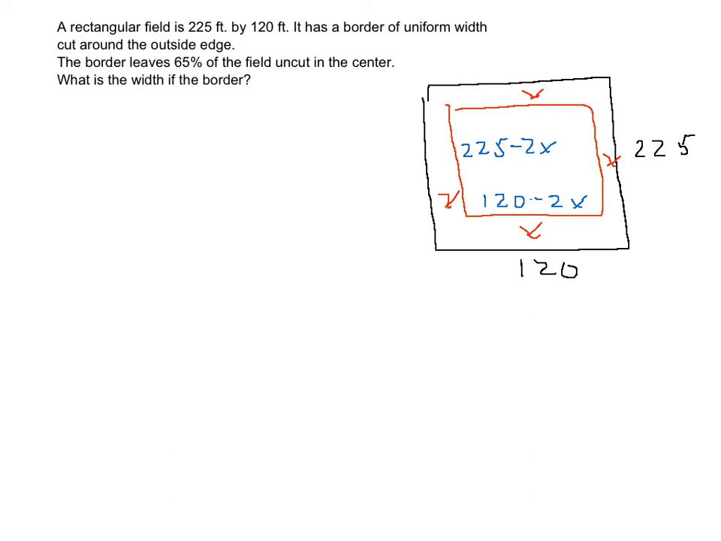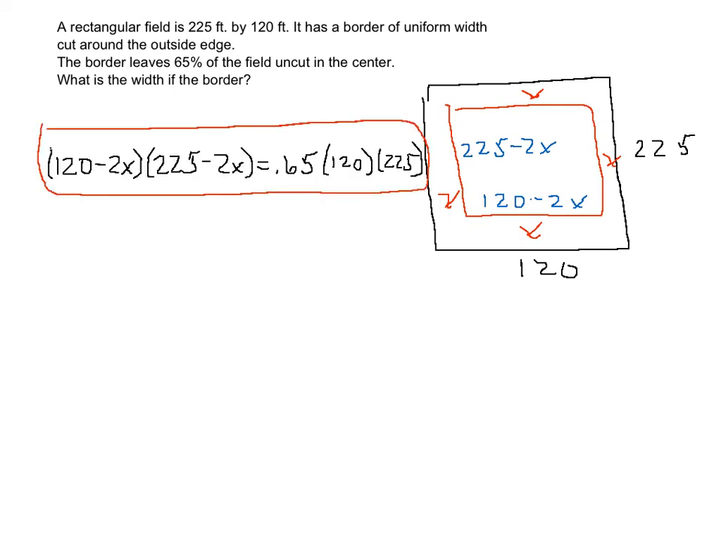And now we go back and we read this information. The border leaves 65% of the field uncut. So what that means is that this is 65% of the entire field. And so once I have that figured out, then I write the area of this is equal to 65% times the area of that. And here's what we get. Okay, so here's the equation. Check it out. This is the area of the inner part, and it equals 65% of the full rectangle.